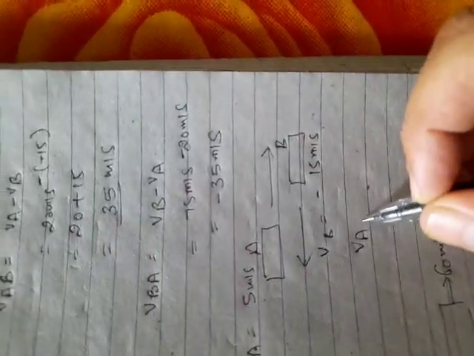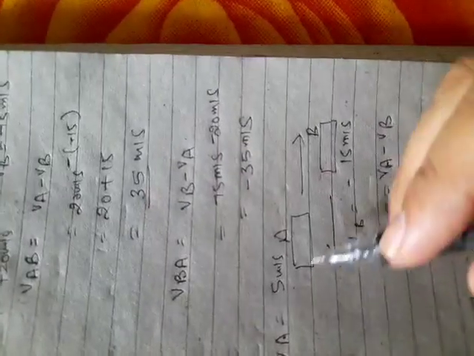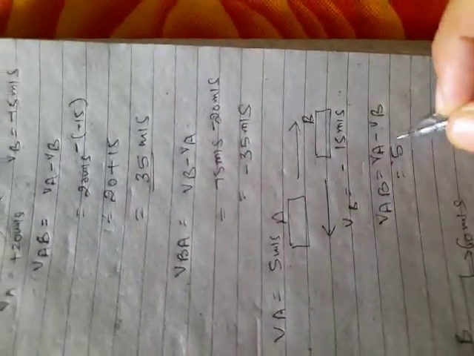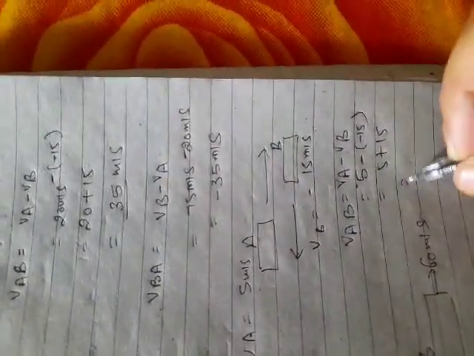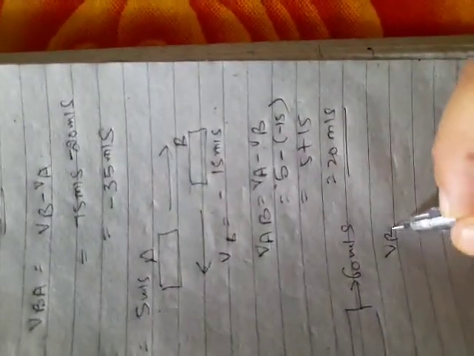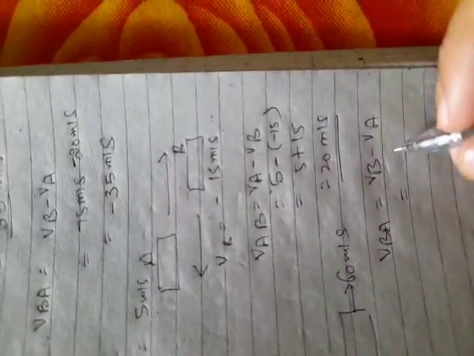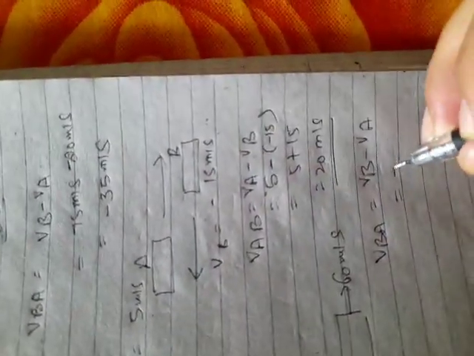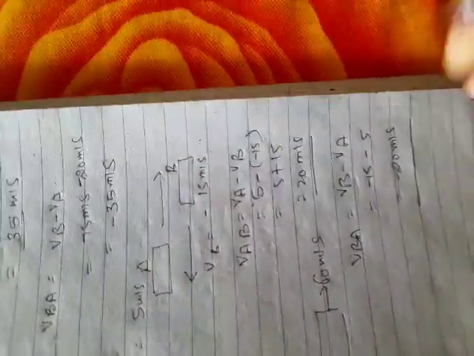Then VA with respect to B, you take VA minus VB. What is VA? 5. What is VB? Minus 15. So it becomes 20 meter per second. Okay students, and in the second case, if you find VB with respect to A, then VB minus VA. VB is minus 15 meter per second minus 5, we get minus 20 meter per second, means in reverse direction it will add. So this is the simple explanation of the relative velocity.